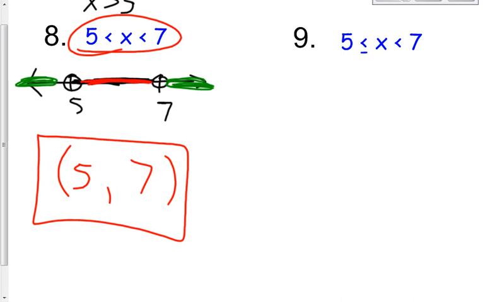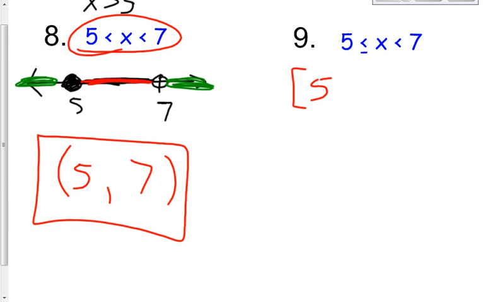So now, going back to number 7, I'm guessing you could guess how to do number 9. 5 is less than or equal to X, which is less than 7. So now, going with this same number line, this is now just shaded in. So if 5 is less than or equal to X, your starting point is 5, and it can equal 5. So you're going to put a bracket there.